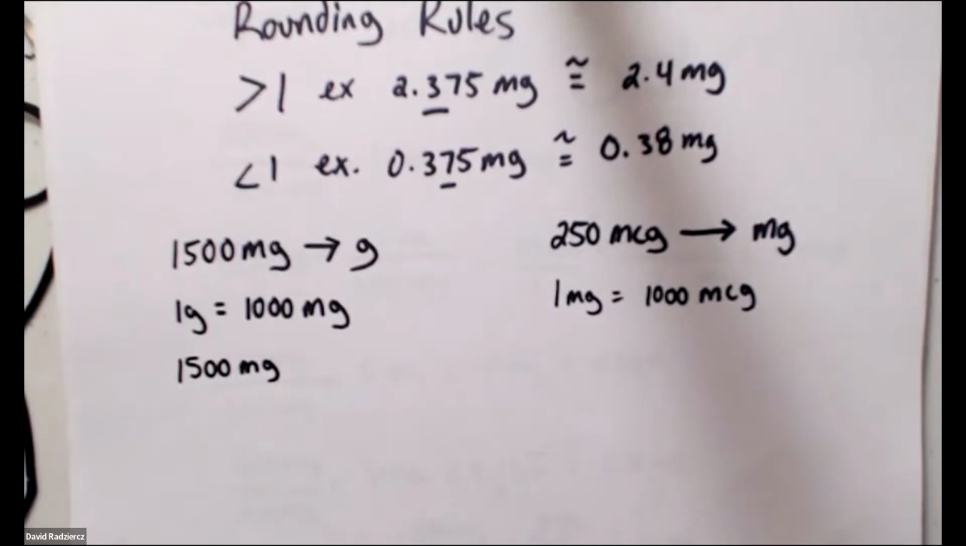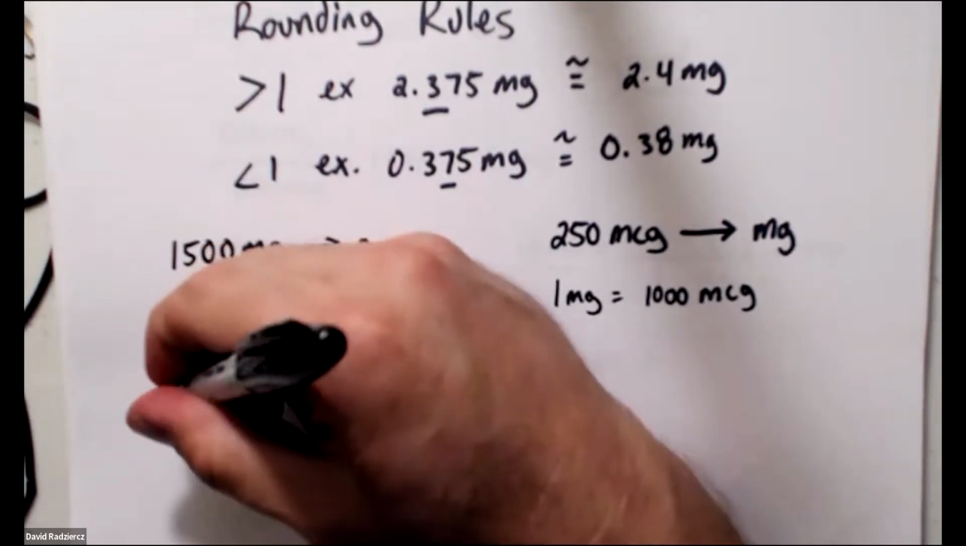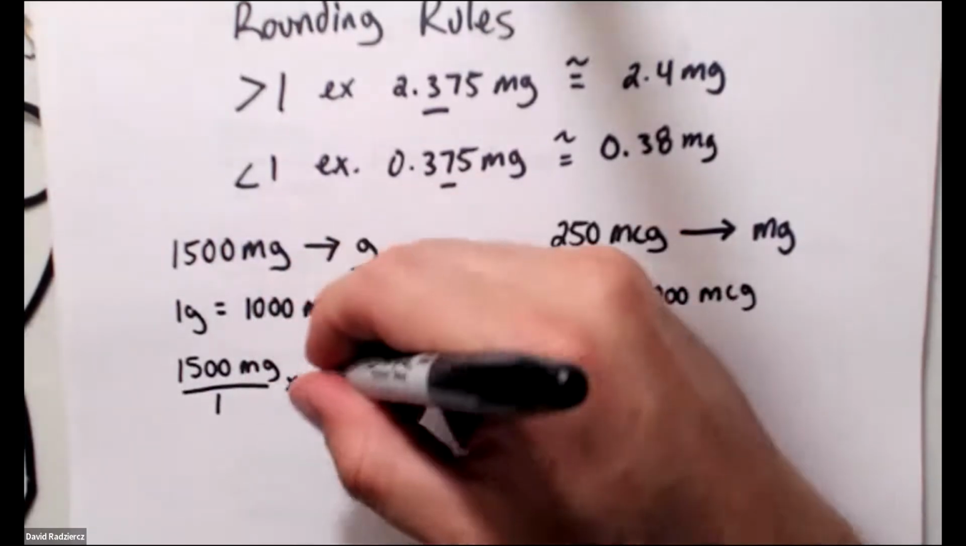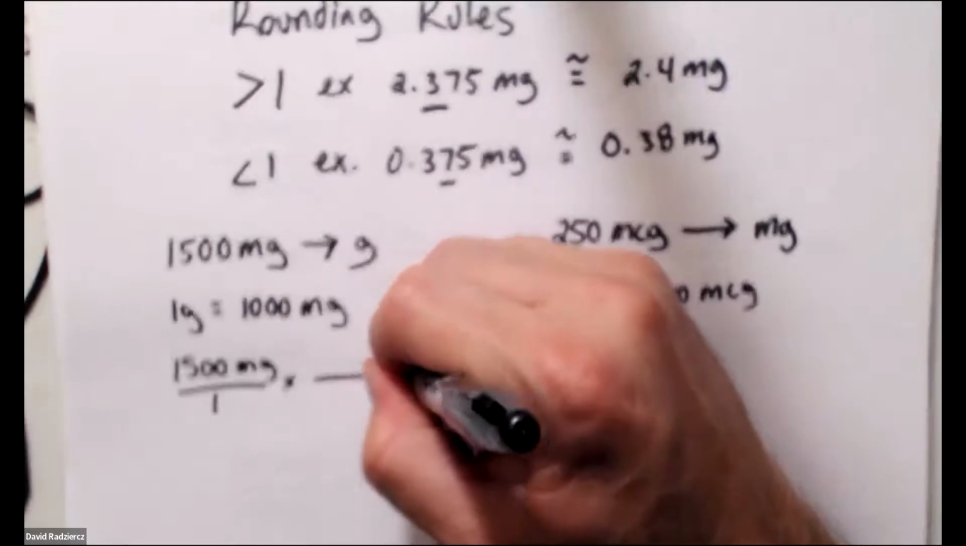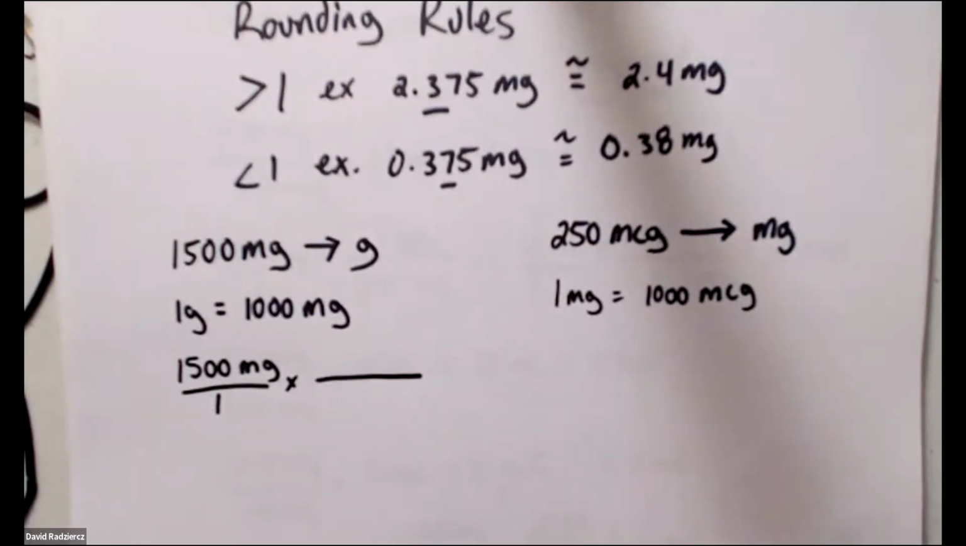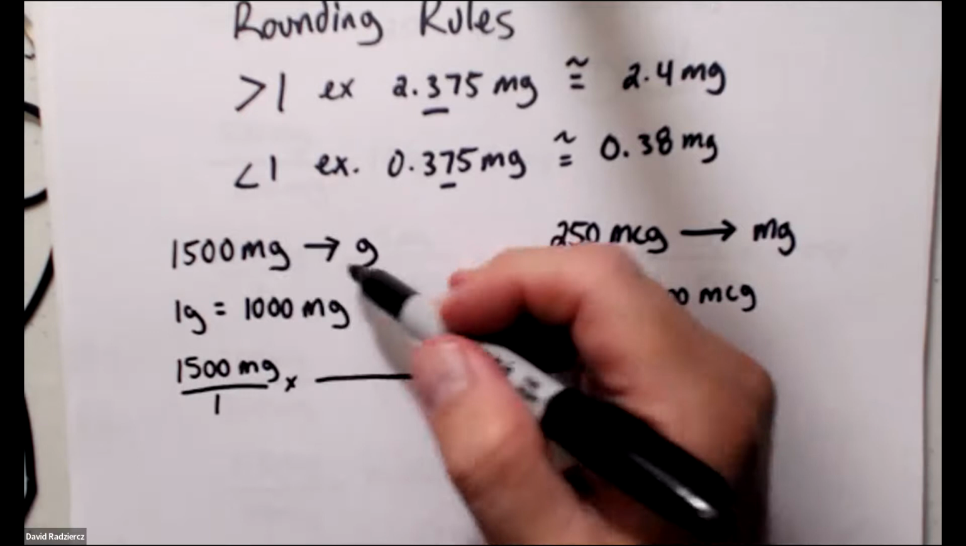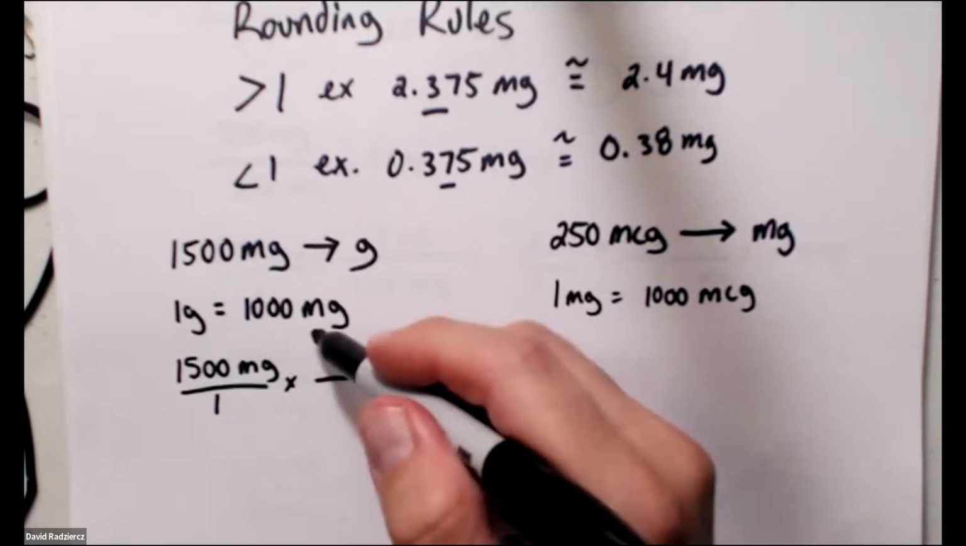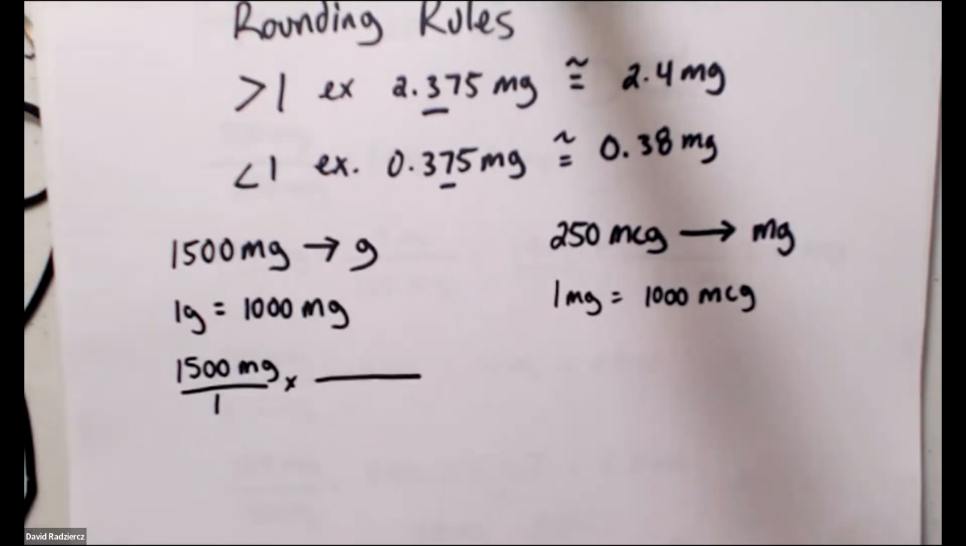I would start off with the 1,500 milligrams. I would put it over 1. You don't have to do it that way, but sometimes it just helps to make it look more organized. So the secret to dimensional analysis is just going from one unit to another unit. And the question is, I want to go from milligrams to grams. Do I know how to go from milligrams to grams? Yes, I do. So that's what this conversion is.